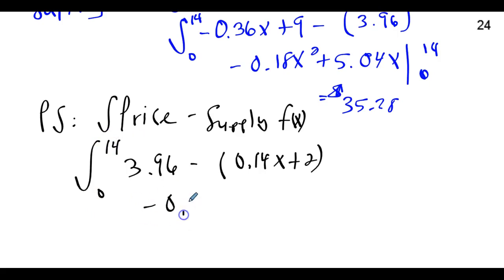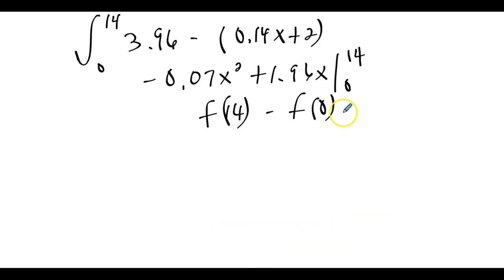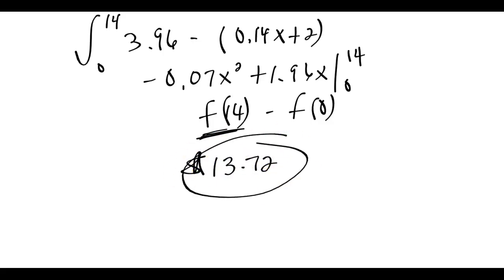I'm going to simplify, integrate, and do the fundamental theorem of calculus by doing f of 14 minus f of 0. But again, I think f of 0 is just going to be 0, so all I really need to do is evaluate that function at 14. And I believe this will turn out to be $13.72.